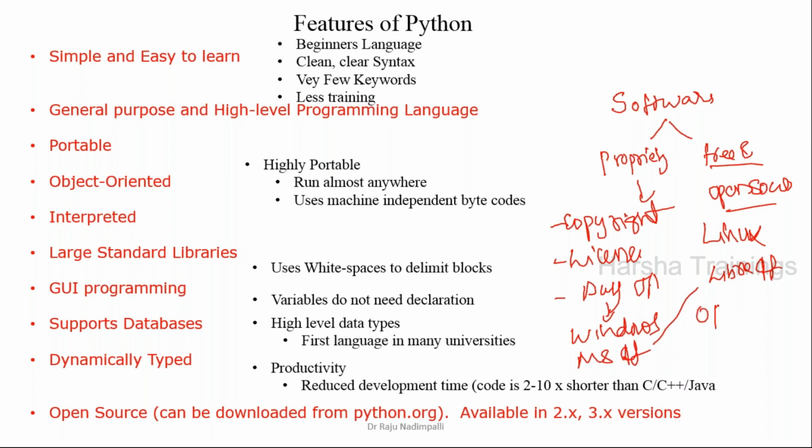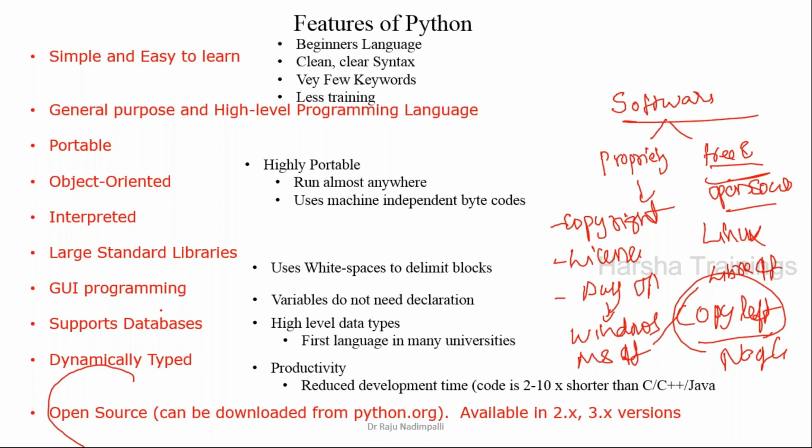Here it has copyleft protection. Copyleft: you can use the software with any number of licenses. The number of licenses will be any number with free and open source software. So Python is also free and open source software, and because it is free and open source, we have large standard libraries, which means around 100 plus libraries are available.